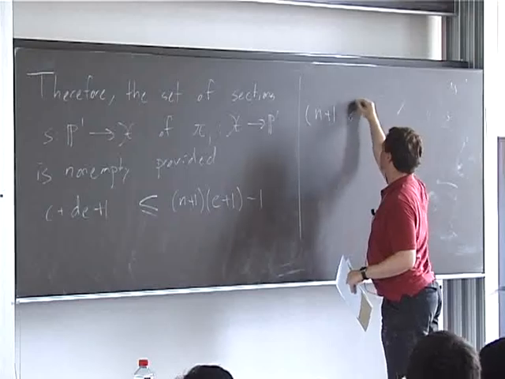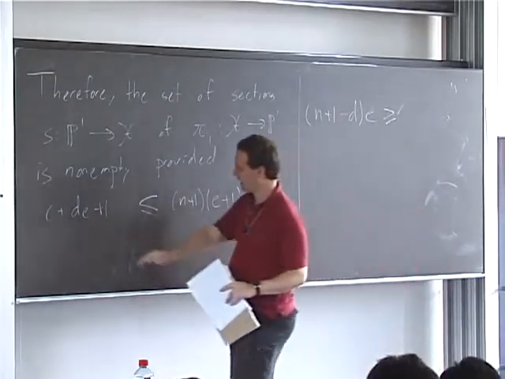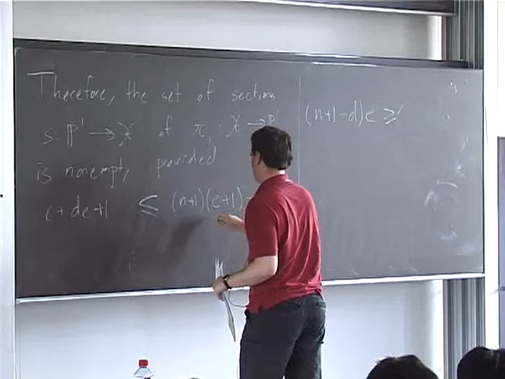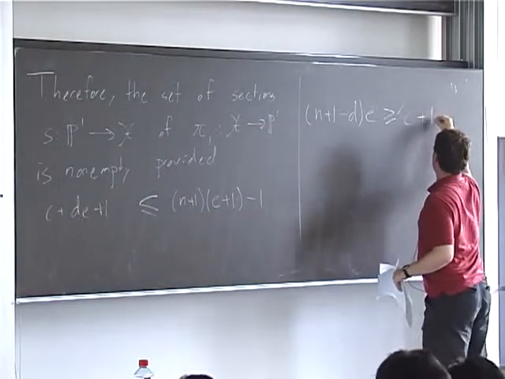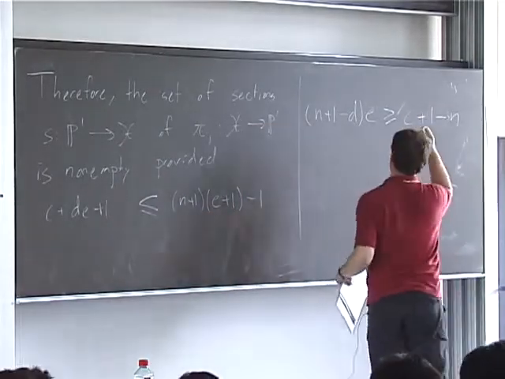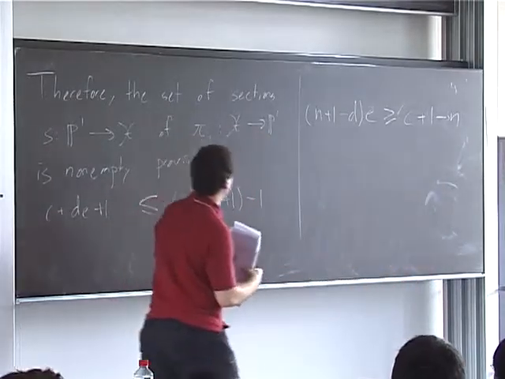So this becomes N plus 1 minus D. E should be bigger than or equal to, and now C plus 1 minus N. So C plus 1 minus N. So this is what we want. Now, who knows? I mean, C could be huge.